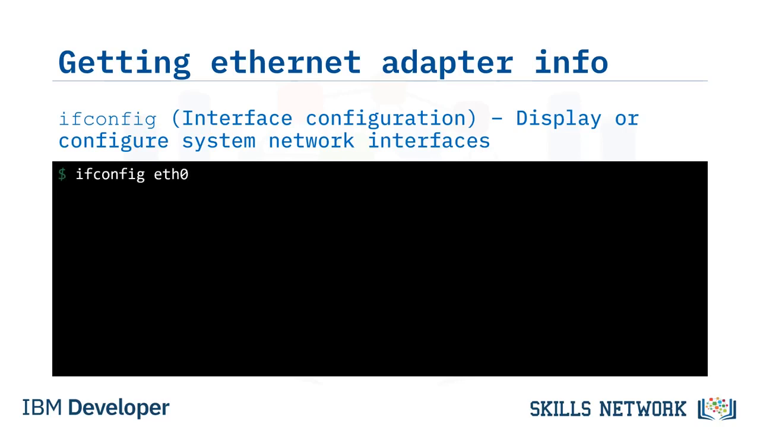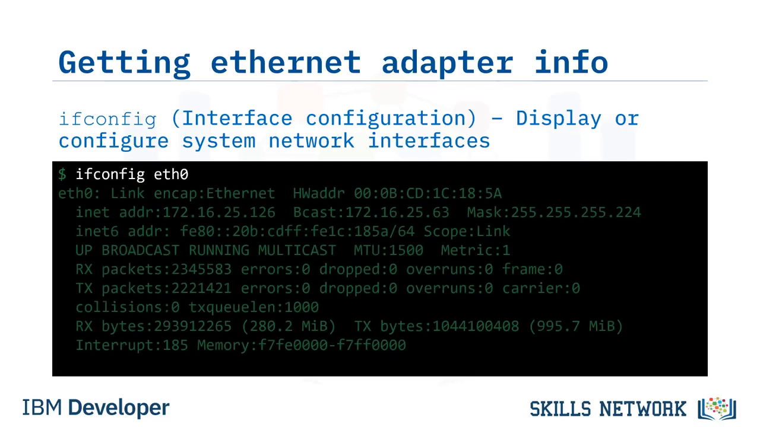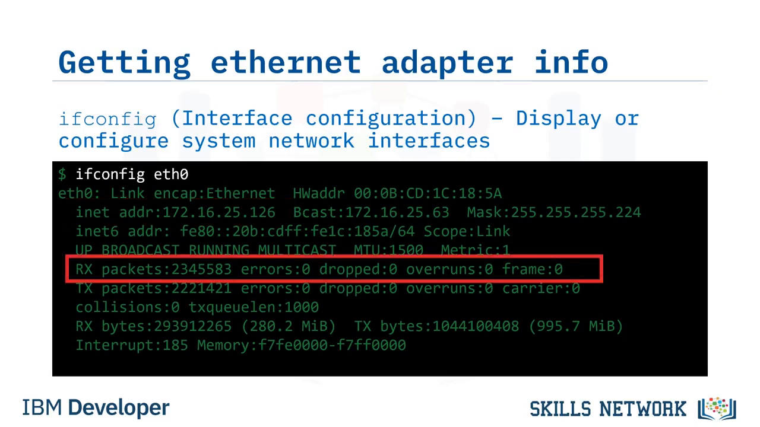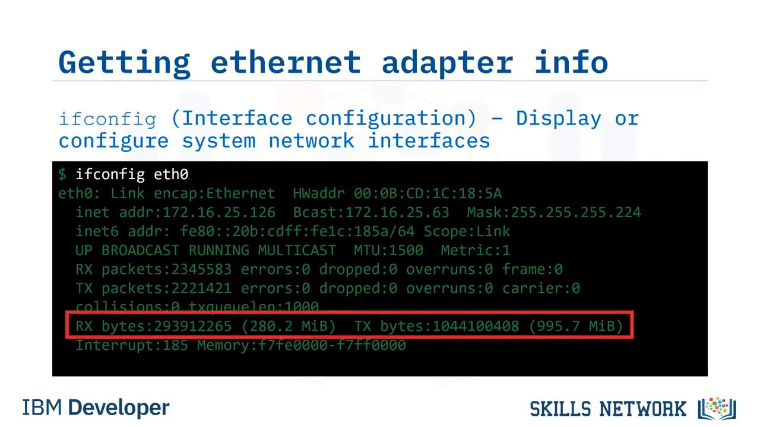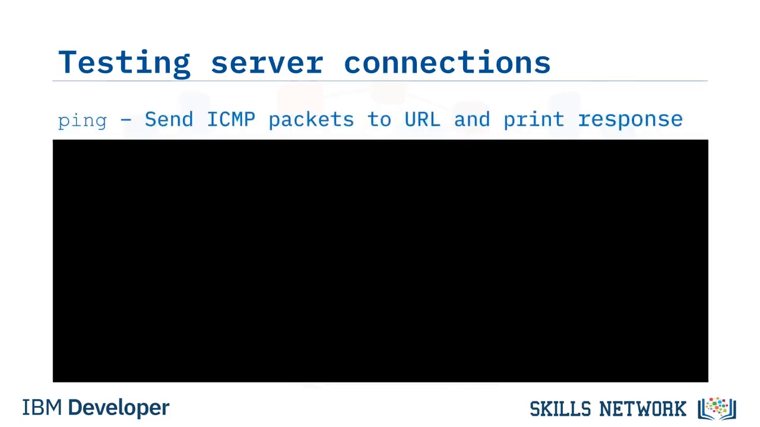Entering ifconfig eth0 returns information about your Ethernet adapter, such as its internet address, the number of packets received including counts of errors and dropped packets, the same metrics applied to transmitted packets, and the total amount of data received and transmitted. You can use the ping command to test connectivity to a host or IP address.